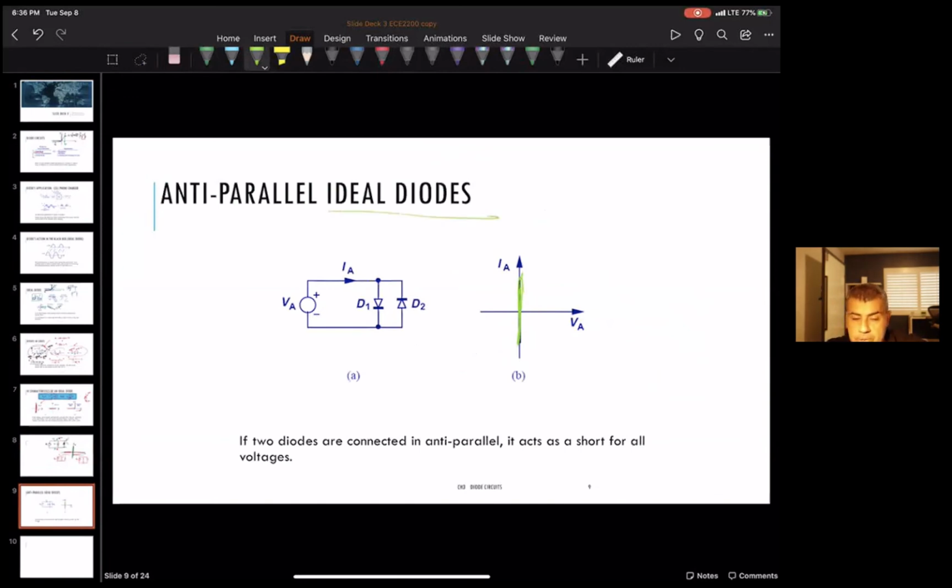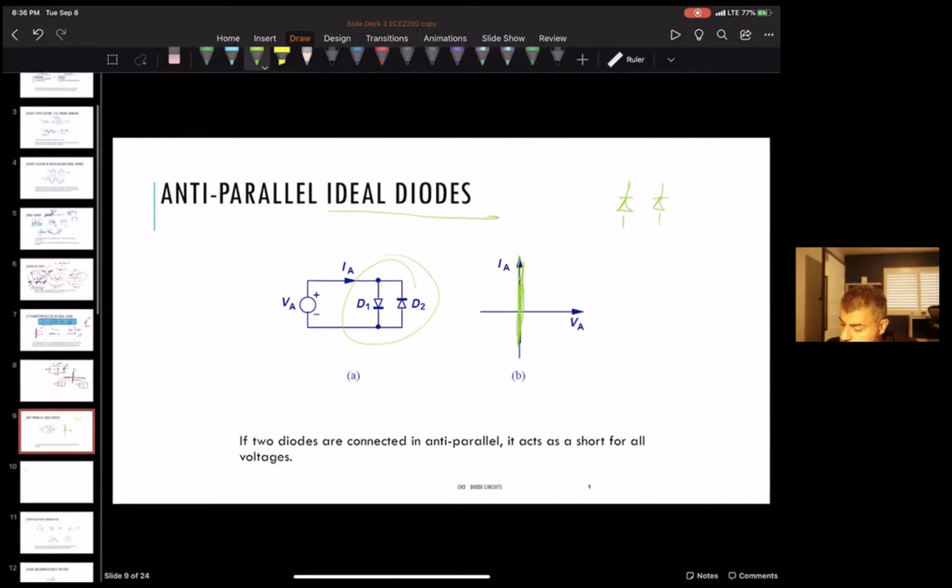Now you might ask, why are we even talking about this? It just looks like a short, but it'll come up later that if you were not using an ideal diode model, at some point they could both be off, and so it becomes an interesting circuit. But in the case of ideal diodes, parallel would mean they're both pointing in the same direction. Anti-parallel means they're pointing in opposite directions. You just get a short across them. Okay.